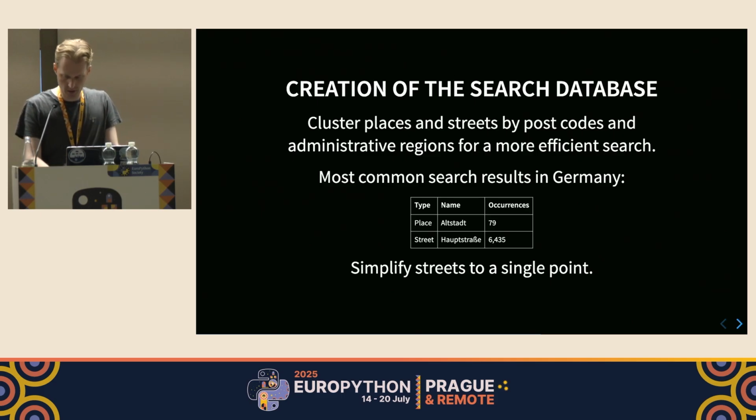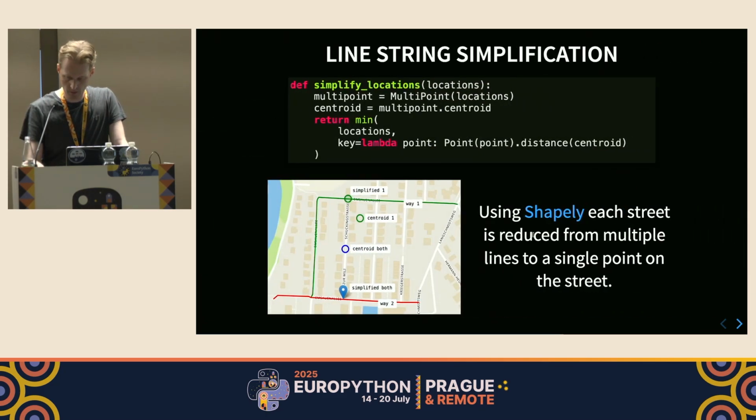In the next step, the extracted places and streets are matched to the postcode regions you have seen earlier. And this clustering is important because the names are not all unique. For example, there are 79 places named Altstadt, meaning historic city center, in Germany. Similarly, Hauptstraße, meaning main street, is the most common street name with over 6,000 occurrences. To reduce the size of the data, I simplified the streets to a single point per cluster. For this procedure, I used the Shapely library.